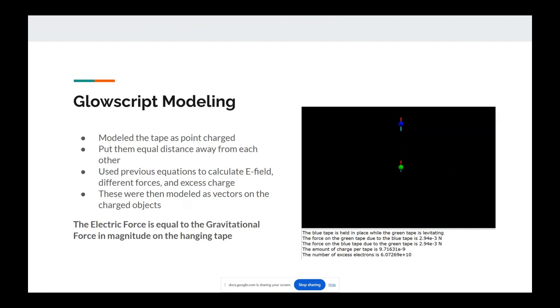Here's our GlowScript modeling. We modeled the tape as point charges, put them equal distance away from each other, and then used the previous equations in GlowScript to calculate the E field, different forces, and excess charge. The charged objects were then modeled as vectors. The electric force is equal to the gravitational force in magnitude on the hanging tape, or the blue one.